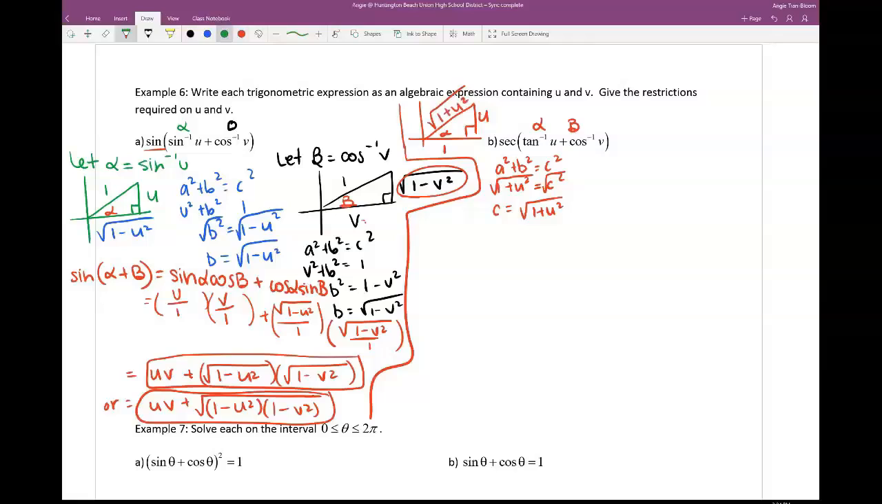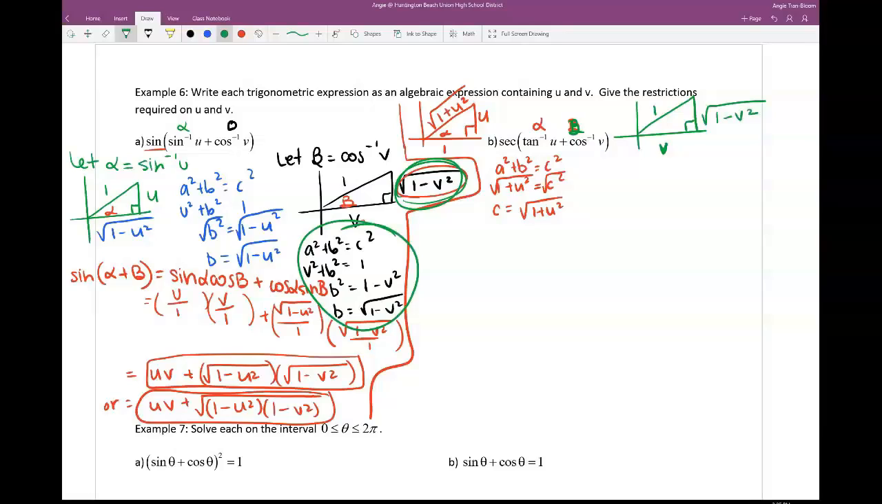Let's draw beta. Beta's over here. Cosine inverse is restricted to quadrants 1 and 2. I want everything to be positive, so let's put it over here. Cosine is adjacent, which is v, over hypotenuse. Okay, well, we kind of did this already over here. See this right here? Based on my basic math over here, this is now the square root of 1 minus v squared for the opposite leg.